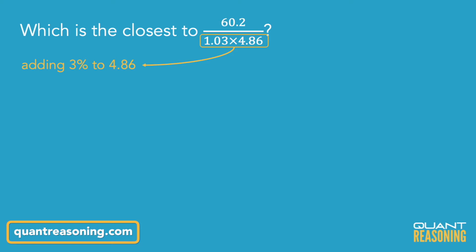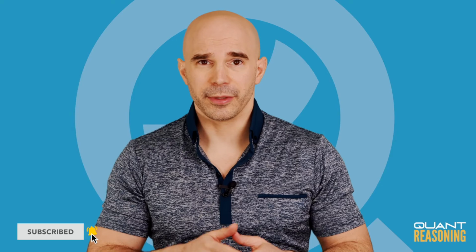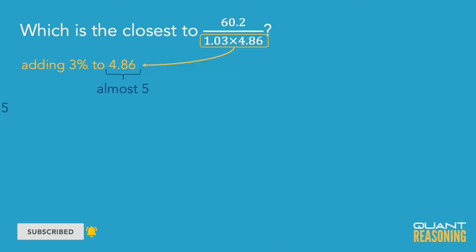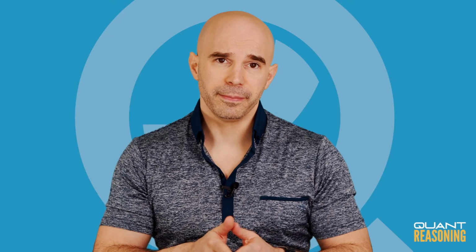Now, if you're comfortable approximating that to 5, great. If not, well, let's think about what 3% is approximately of almost 5. Right? 4.86 is almost 5. 1% of that would be almost 0.05. 3% would be almost 0.15. So adding approximately 0.15 to 4.86, that's very, very, very close to exactly 5.